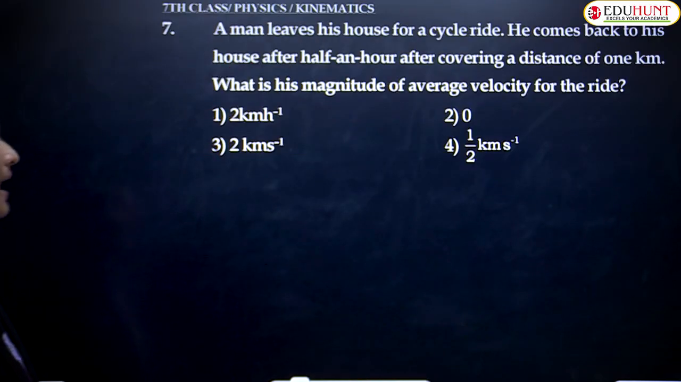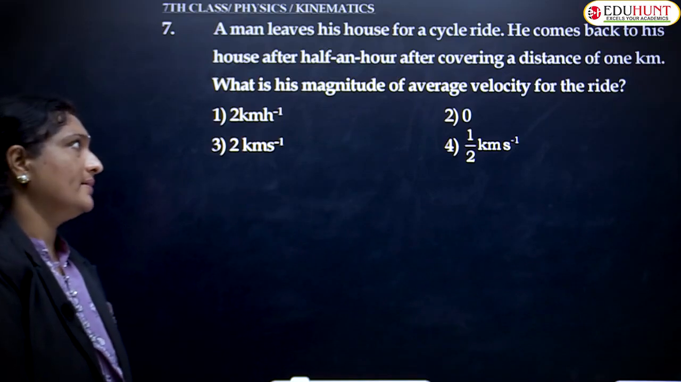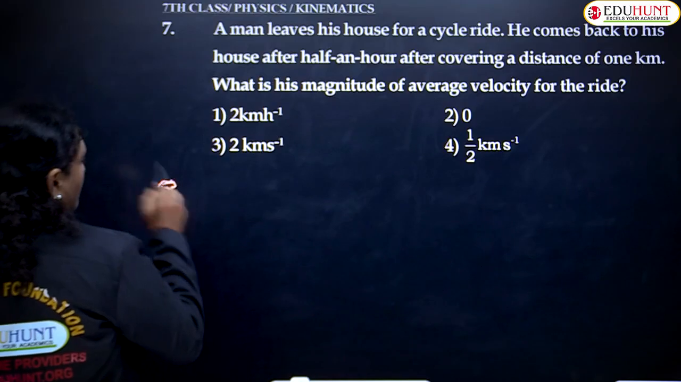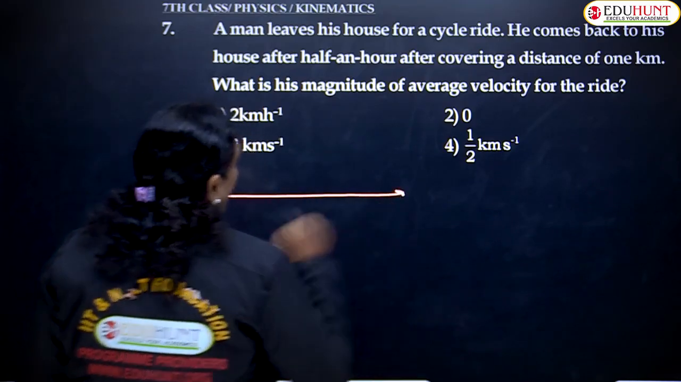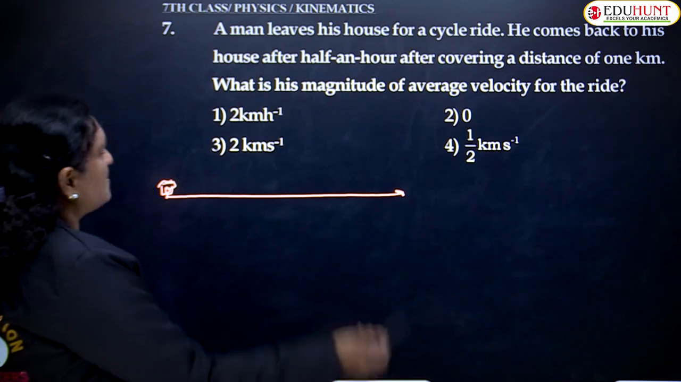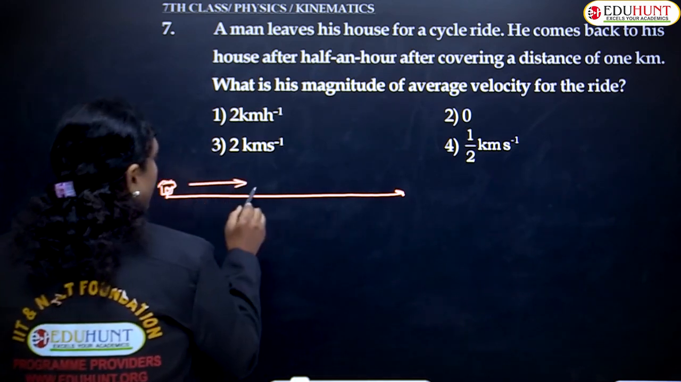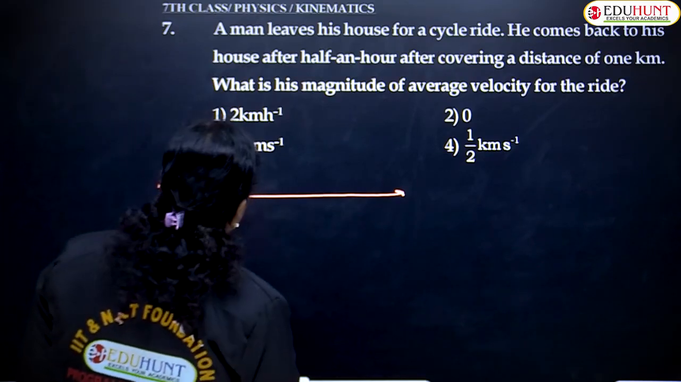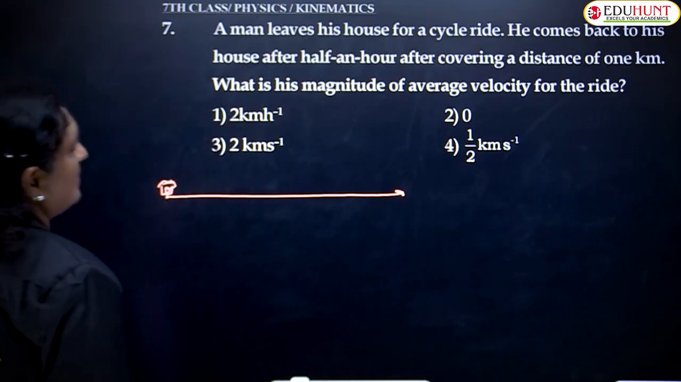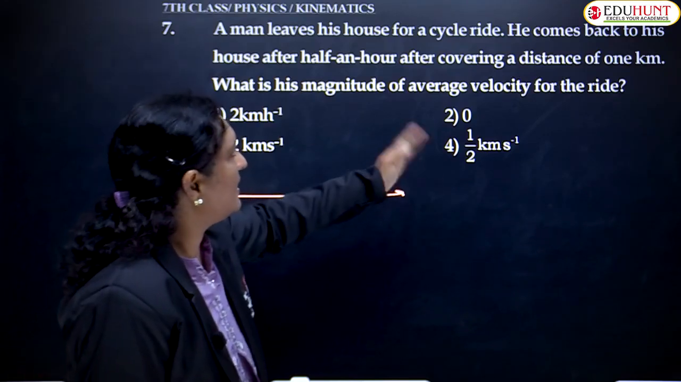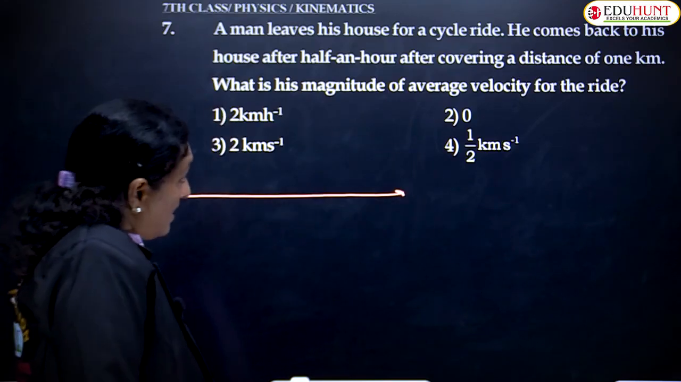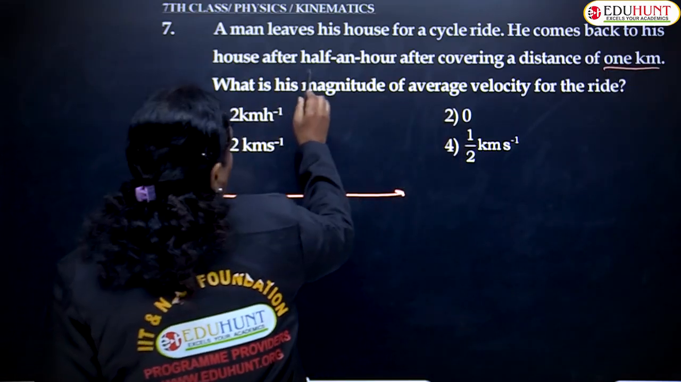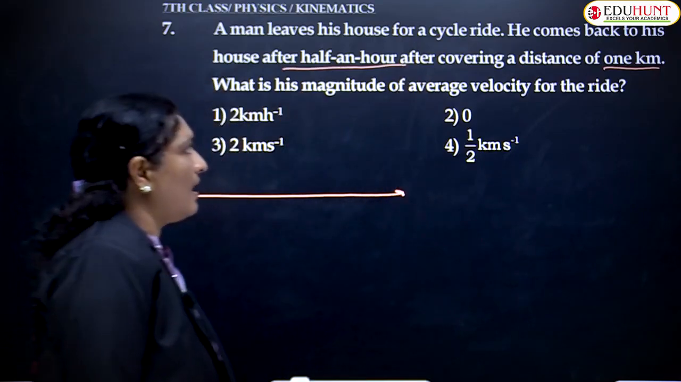Sixth one. A man leaves his house for a cycle ride. Let us suppose a small house building is here. The man leaves his house for a cycle ride. He comes back to his house, so he goes this way and again comes to the same position. Okay, children, what time has he taken? He comes back to his house after half an hour, after covering a distance of 1 kilometer. 1 kilometer, and the time was given as half an hour.